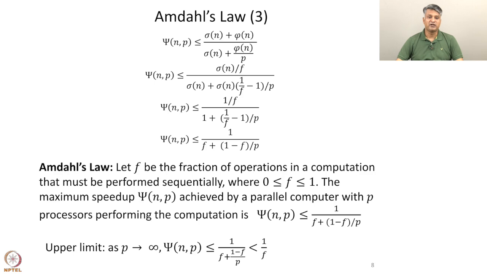So, what is the ultimate speed up limit that one can achieve? That is when I have infinite number of processors. So, now let us assume that p is tending to infinity. If p tends to infinity, then the denominator, where you have (1 minus f) over p, that term will go to 0. So, the upper limit as p tends to infinity of speed up is 1 over f. This results in some very surprising observations.